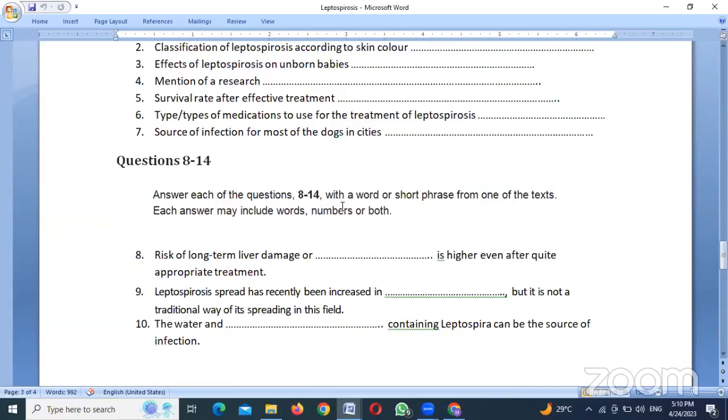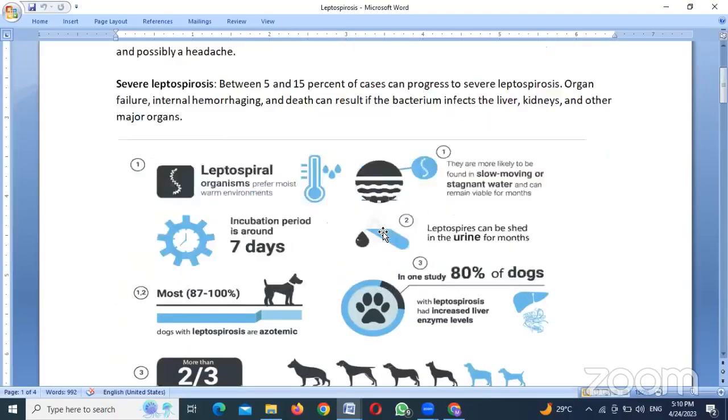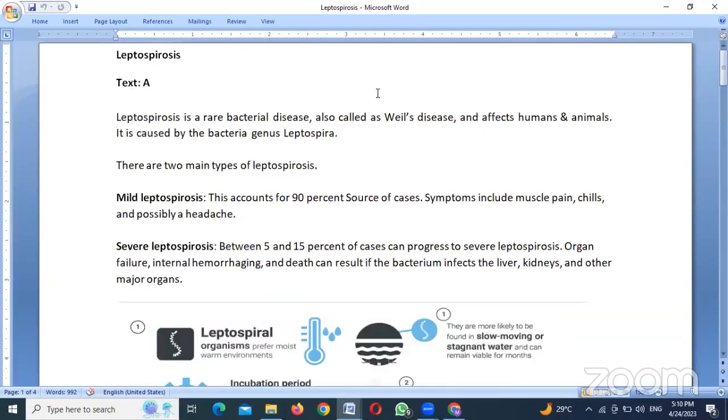So there are different strategies that people use. Let us do it practically, because just talking and telling the things would not help a lot. Can anybody tell me what is the main topic of this reading part A? Leptospirosis. Okay, very good. So this is the main topic.